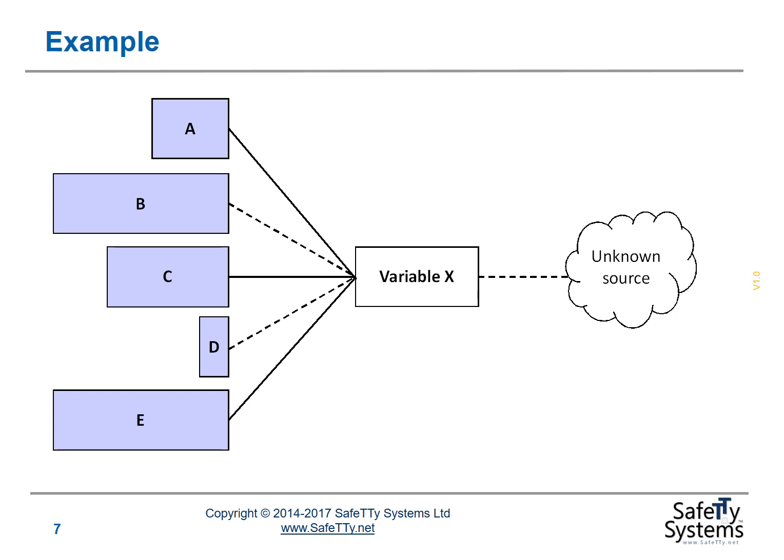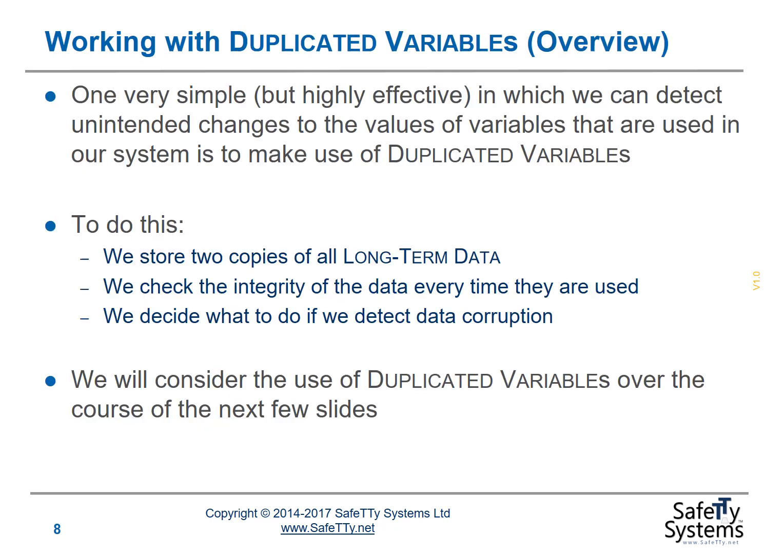Using the techniques that we're going to discuss in this video, we should, in most circumstances, be able to detect such changes. We should be able to detect unintended changes to the value of variable X and other variables that are used in our system. We're going to work with a technique that we call duplicated variables. It's a very simple but highly effective way in which we can detect unintended changes to the values of variables that are used in our system.